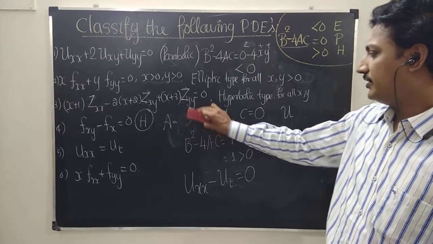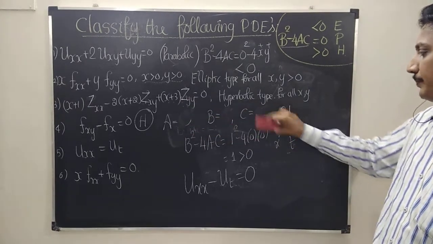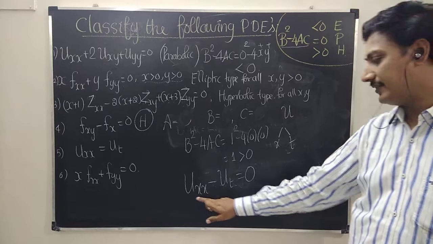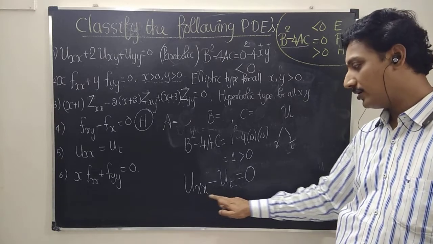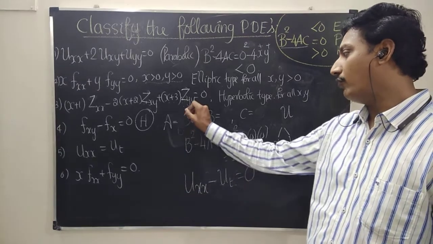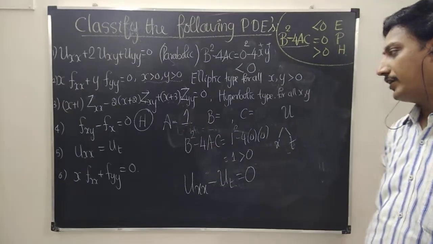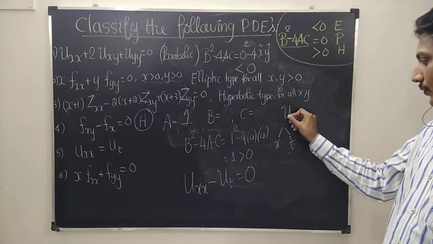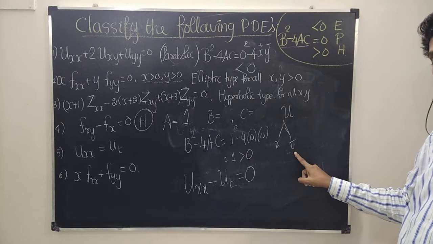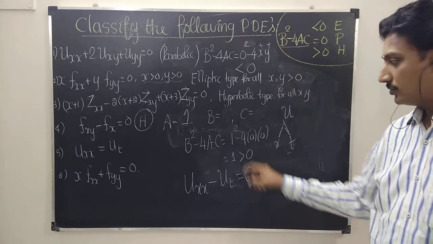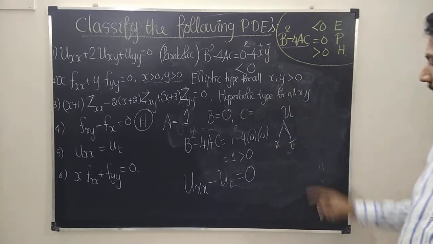A is the coefficient of u with respect to x two times. It is given here in this equation. So what's the coefficient of uxx? 1. So this time a is 1. What about b? B is u with respect to x one time and t one time, but there is no such term. So b is 0. What about c?